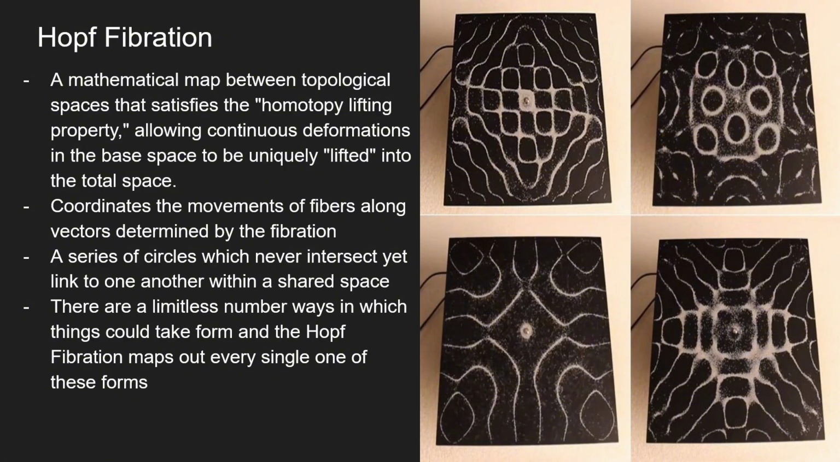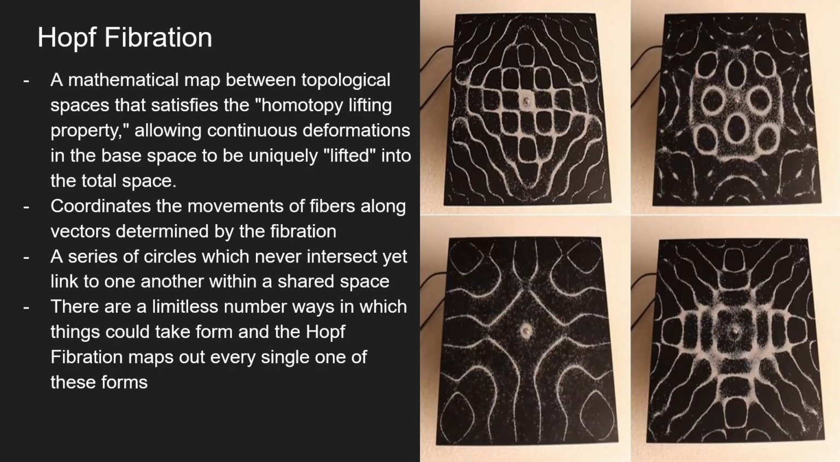So it kind of creates these circles over circles. It kind of looks like a slinky. And this basically lets the fibers move through these circles so that they don't interfere with the paths of other fibers. Okay, so there's a limitless number of ways in which things could form, and the Hopf fibration maps out every single one of these forms.